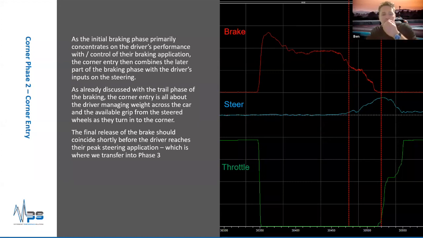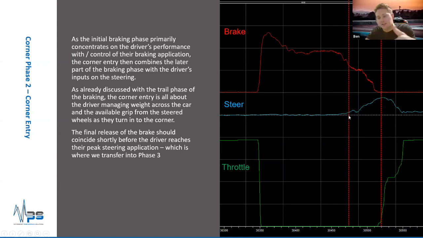Phase two of the corner, as I just touched upon, overlaps with the trail brake part. This is where the driver starts to steer the car towards the corner. As you saw before, the driver should be doing all the heavy braking in a straight line, which is what most instructors would have told you. But now we're not significantly slowing the car with the brakes, so it is possible and beneficial to start to turn into the corner with some brake application applied. Again, we're looking for shapes, we're looking for timings.